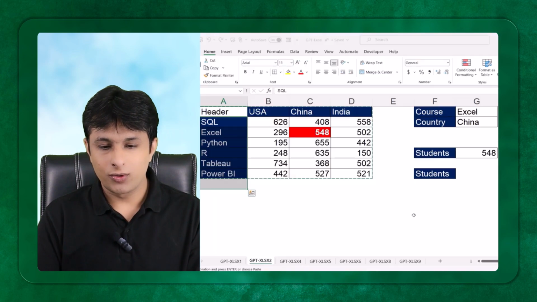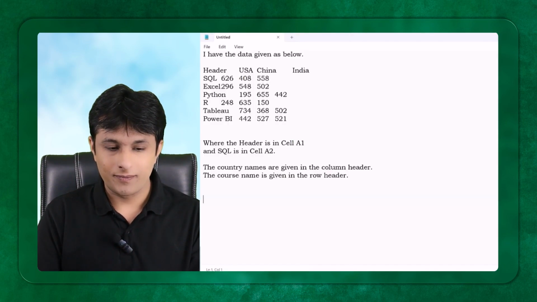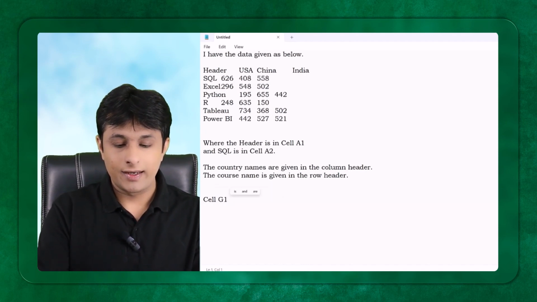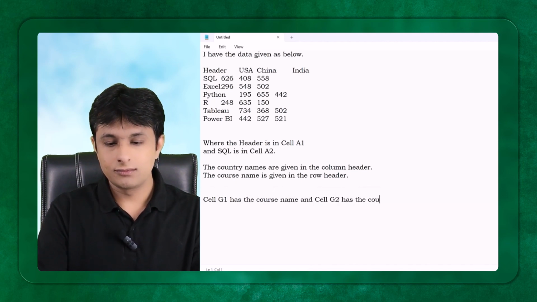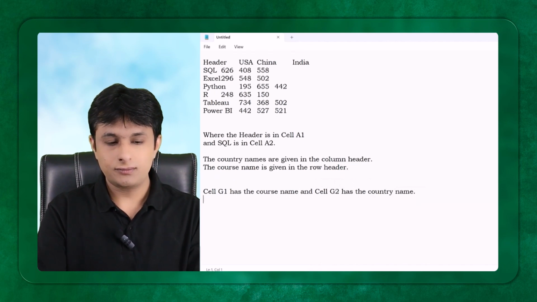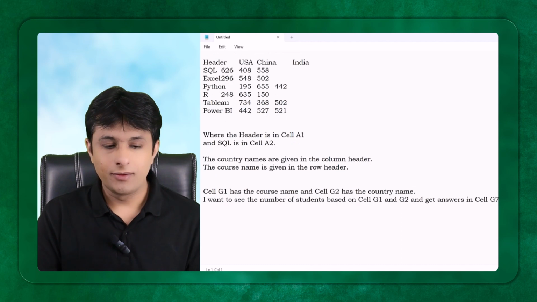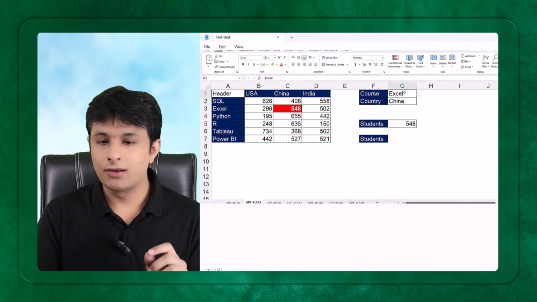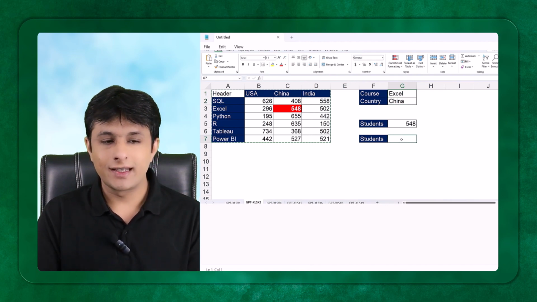So now the question is that in cell G1 I have the course name and in cell G2 I have the country name. Now I'm asking the question in the right manner: cell G1 has the course name and cell G2 has the country name. If you observe here, G1 has a course name, G2 has the country name, and I want the answer in cell G7.